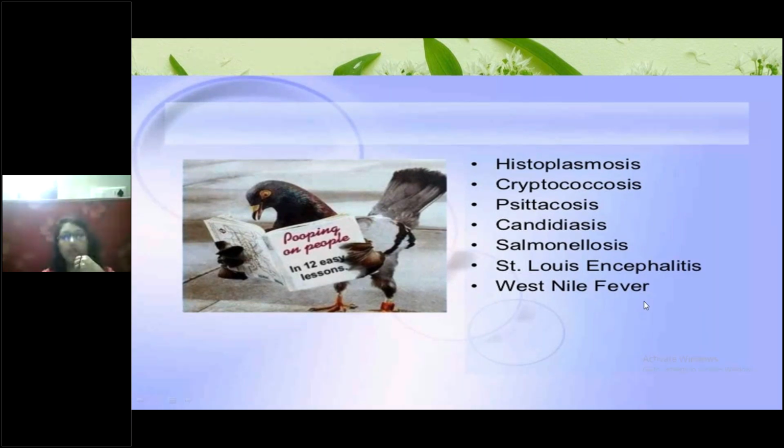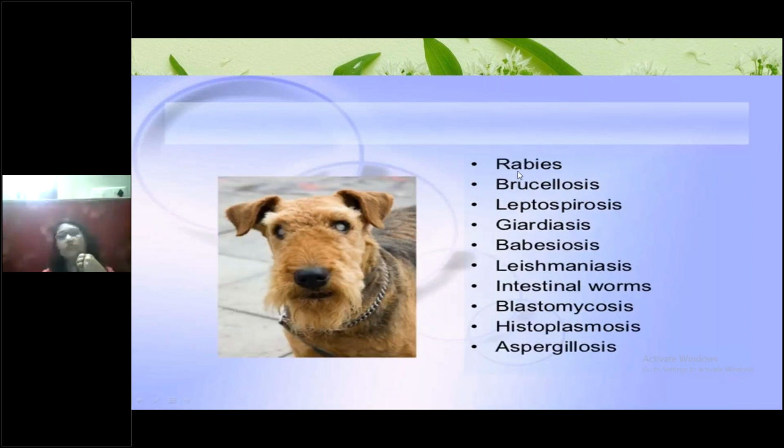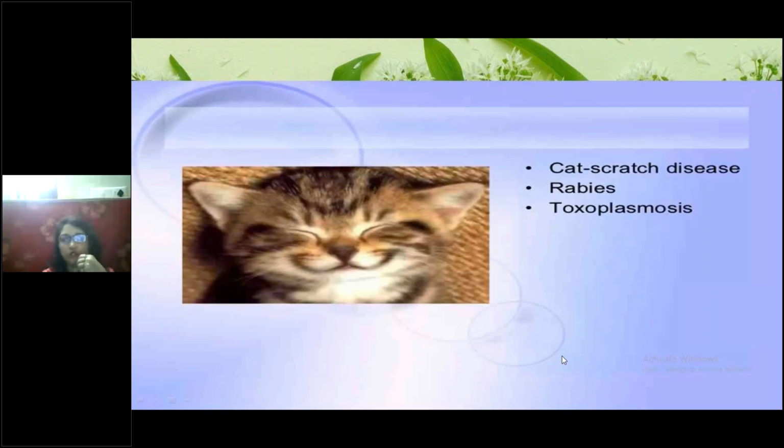And then there are primates, which can be responsible for a huge list of diseases like amoebiasis, campylobacter diarrhea, the diseases caused by Salmonella, Shigella, Helicobacter, yellow fever, falciparum malaria, knowlesi malaria, monkeypox, hepatitis A, and herpes. Dogs can be responsible for rabies, brucellosis, leptospirosis, giardiasis, babesiosis, leishmaniasis, intestinal worms, blastomycosis, histoplasmosis, and aspergillosis. Cats also can be responsible, like we discussed, cat scratch disease by Bartonella henselae, rabies, or even toxoplasmosis.